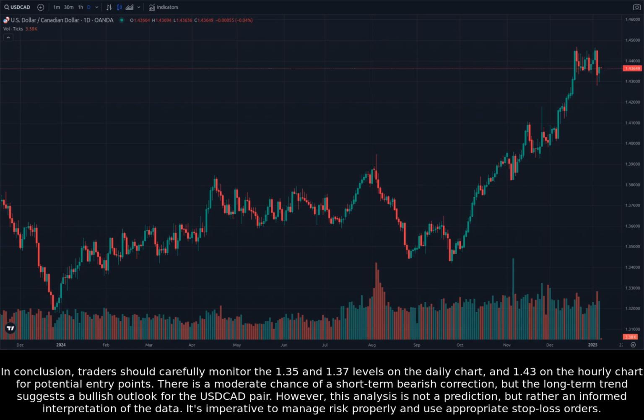In conclusion, traders should carefully monitor the 1.35 and 1.37 levels on the daily chart and 1.43 on the hourly chart for potential entry points. There is a moderate chance of a short-term bearish correction, but the long-term trend suggests a bullish outlook for the USDCAD pair. However, this analysis is not a prediction, but rather an informed interpretation of the data. It's imperative to manage risk properly and use appropriate stop-loss orders.